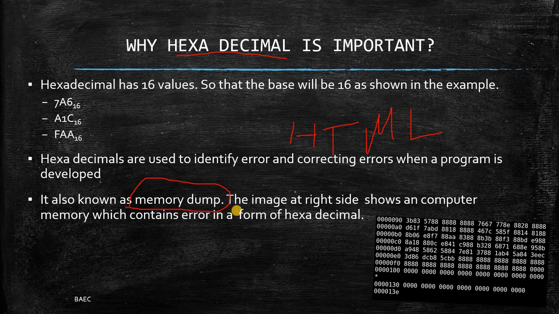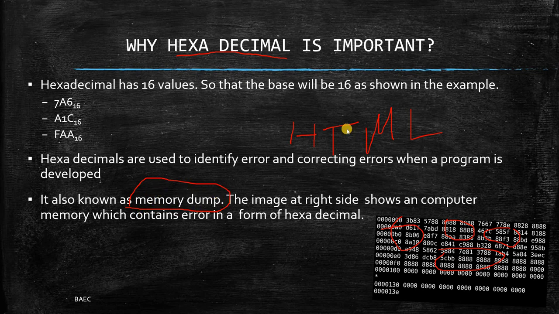It is also known as a memory dump. The memory which contains errors in the form of hexadecimal. These are the values of hexadecimal. You can see it, right? Hexadecimal values are shown here. Got it? So I repeat, the memory which contains errors in the form of hexadecimal, when displayed on the monitor, is known as a memory dump. Clear? That is the first purpose, the memory dump.